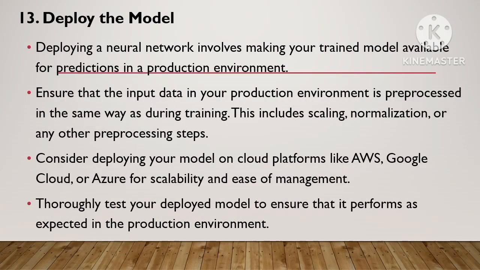So the last step is deploying. You need to deploy the model in the real world. Deploying a neural network involves making your trained model available for predictions in a production environment. Ensure that the input data in your production environment is pre-processed in the same way it was done during training. This includes scaling, normalization, and any other pre-processing steps.